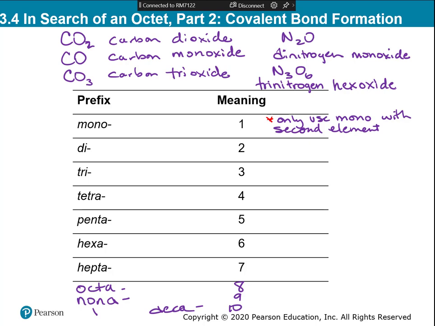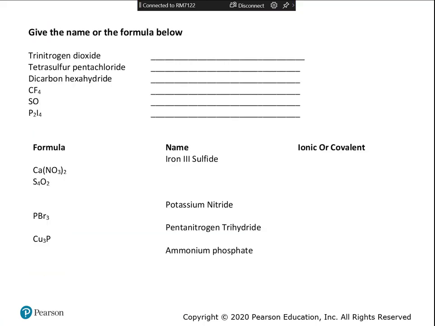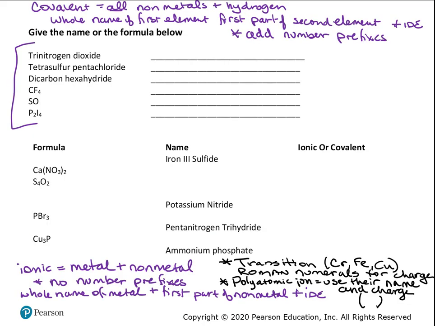So you've got your sheet, that handout sheet. Try these ones. Very good. All right, trinitrogen dioxide. What did you put? N3O2. Okay. So remember that the number that's considered the subscript, that is telling you how many. So this just means 3 nitrogens, 2 oxygens.